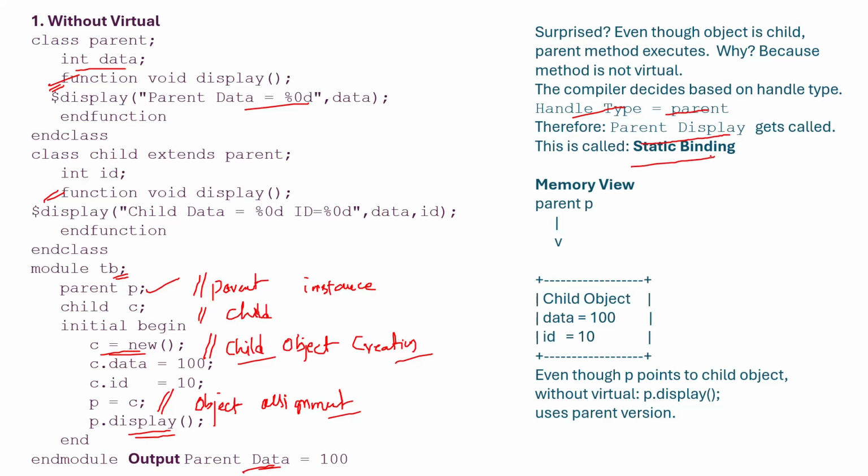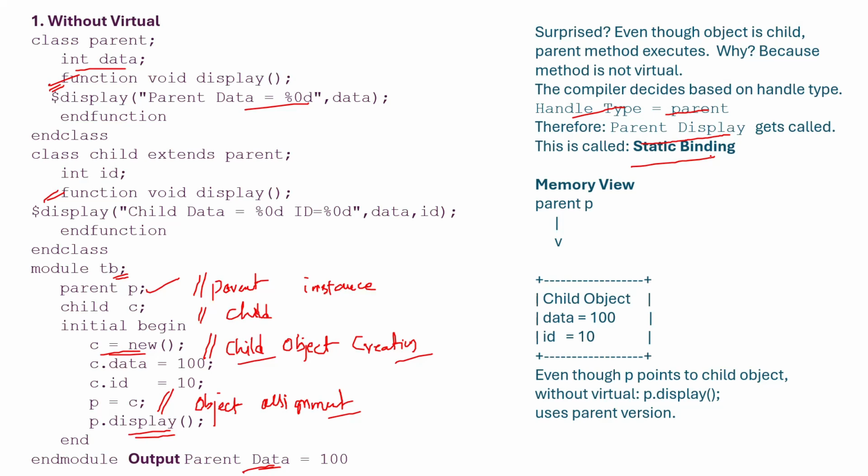Static binding means we are taking the normal class and normal methods without the virtual keyword. With virtual methods, that is dynamic binding, because with virtual methods we are changing behavior during runtime.